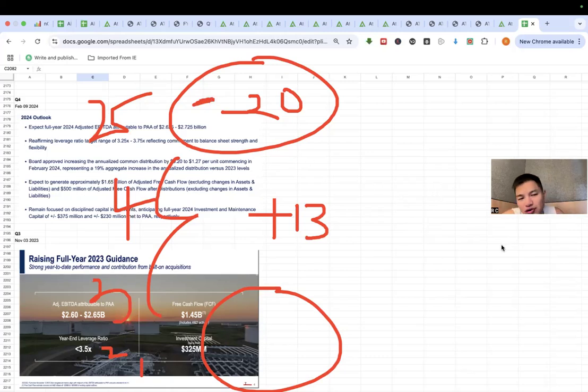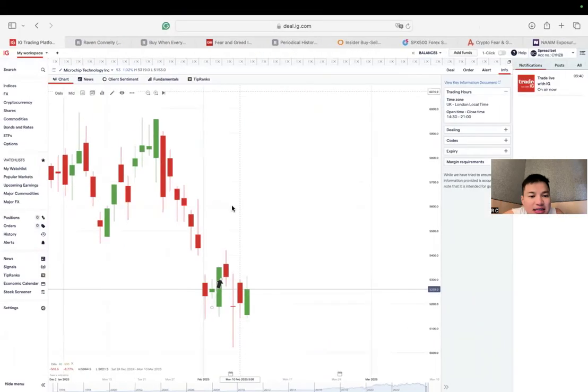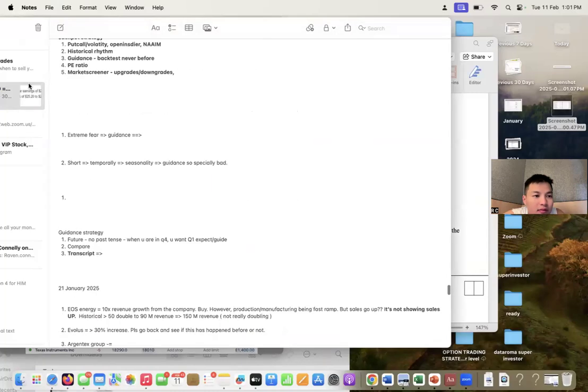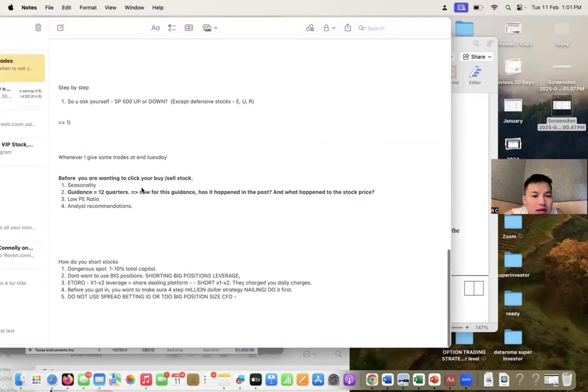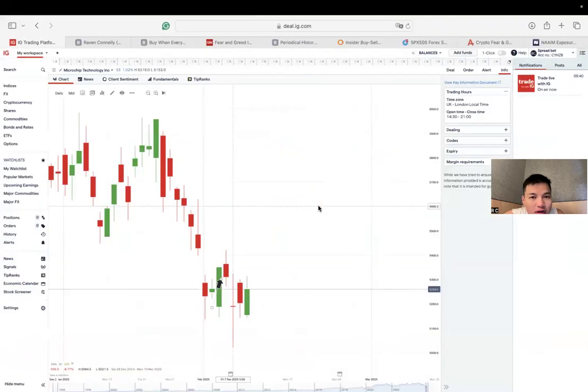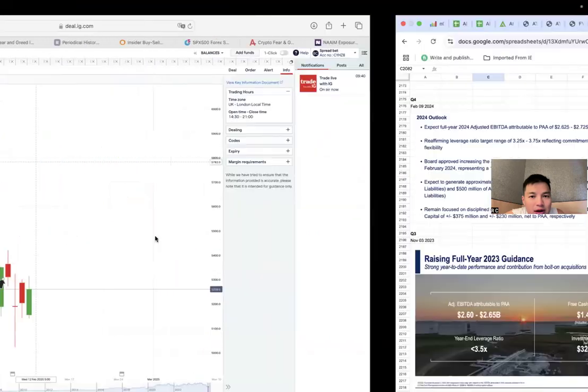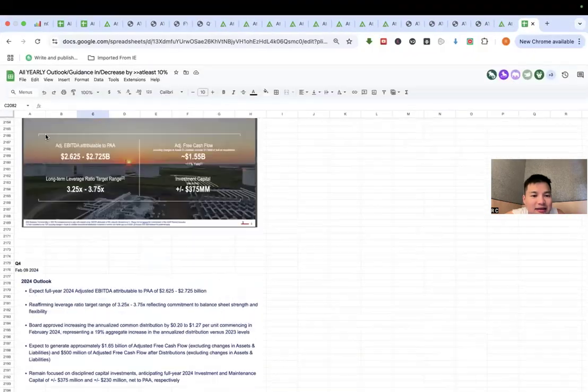Okay. If you don't get it, just accept it for now. But it's very simple. Basically, it's the same sentence that I did last time. What is the sentence? The sentence is this: for this guidance, has it happened in the past and what happened in the stock price? Okay? Very, very normal. So let me look back onto our stock right now. We are looking at this guy.